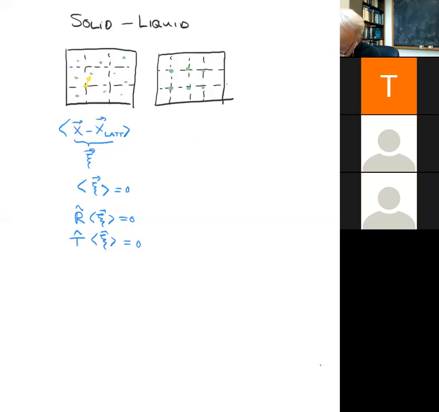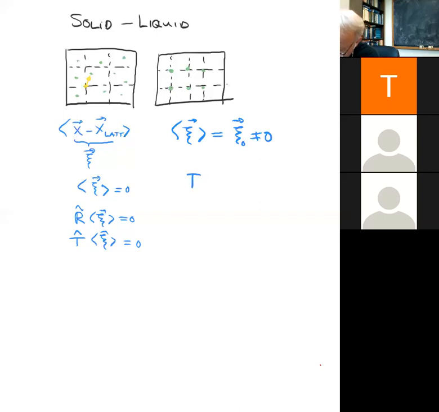So this quantity Xi is now equal to something that's not zero. And this, of course, means that now translations and rotations act non-trivially on it. What's maybe more interesting is to look at what a translation does.